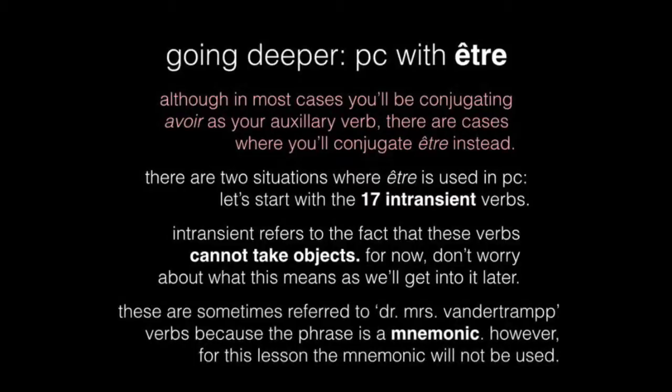These are sometimes referred to as Dr. and Mrs. Vandertramp verbs because the phrase is a mnemonic. However, for this lesson, the mnemonic will not be used, and you can see why it is a mnemonic because Dr. and Mrs. Vandertramp has 17 letters, each letter for a verb.